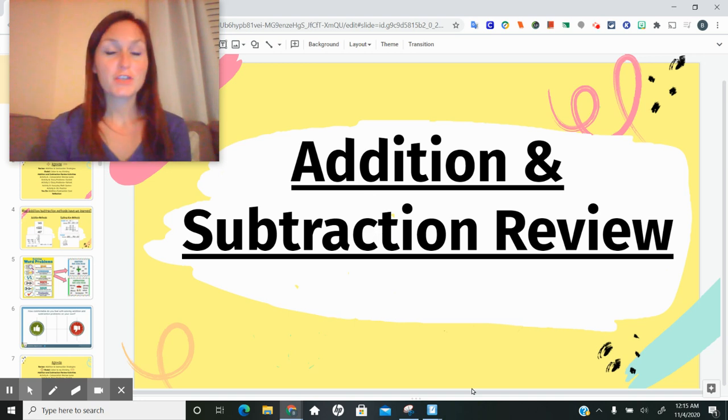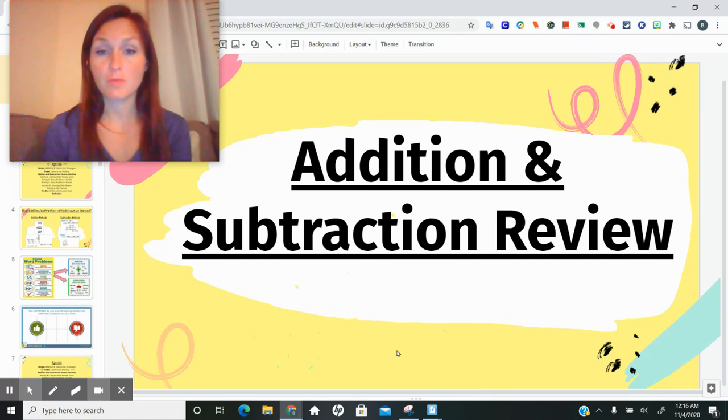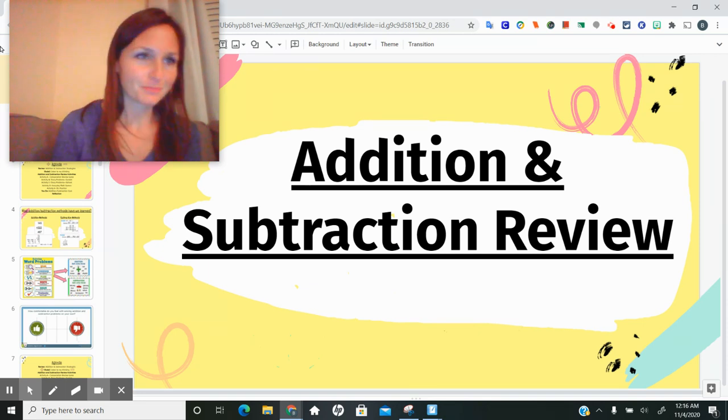Hi boys and girls. So today we're going to be looking at more addition and subtraction problems. Today we're going to be reviewing, but we're going to do it in a more fun way than we did yesterday. Yesterday we were really working on solving the problems and looking at the number stories and the computation problems. Today we're going to do it with games.